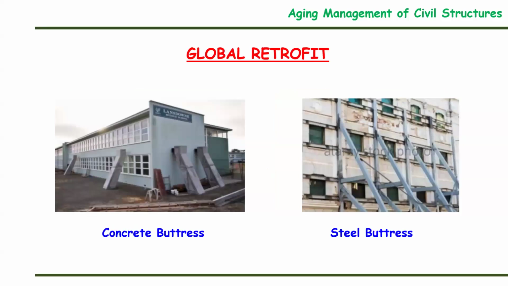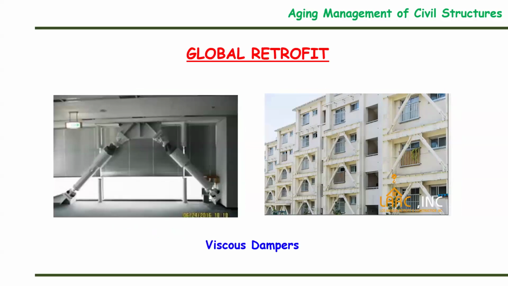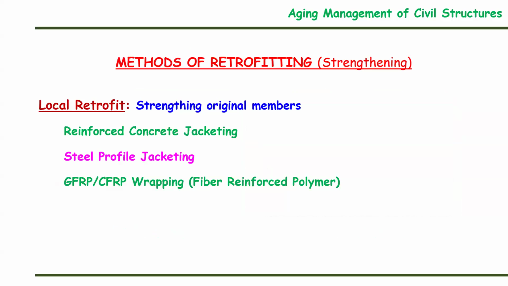This slide shows concrete and steel buttresses as an example of global retrofit to the existing structure. This slide shows addition of viscous dampers to the existing structure as an option of global retrofit. Now, another method is local retrofit. In global retrofit, we add new structural elements.